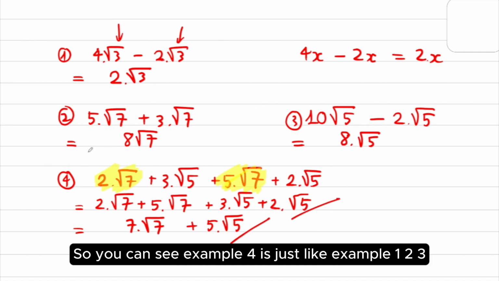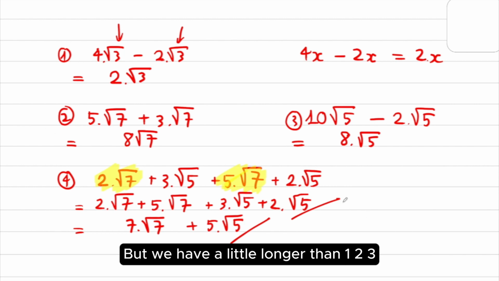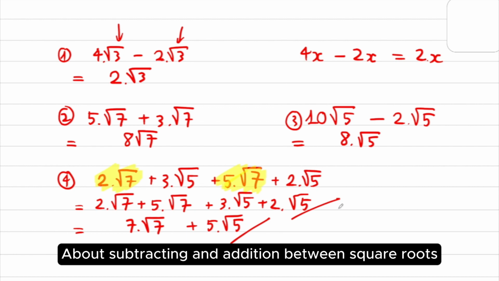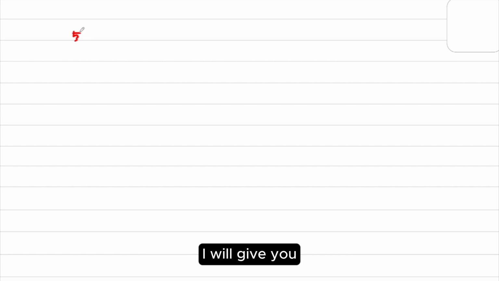So you can see example 4 is just like examples 1, 2, 3. They have the same form, but this one is a little longer. Okay, so that is example 4, some examples about subtraction and addition between square roots. So how about multiplication? Okay, example 5, I will give you an example about multiplication.